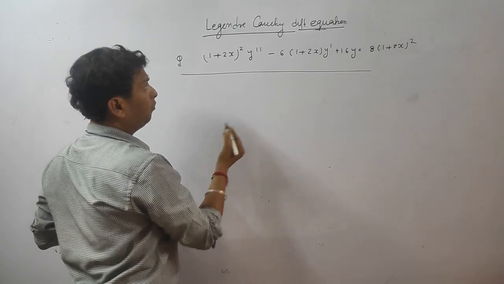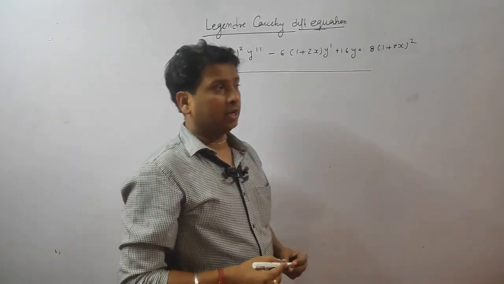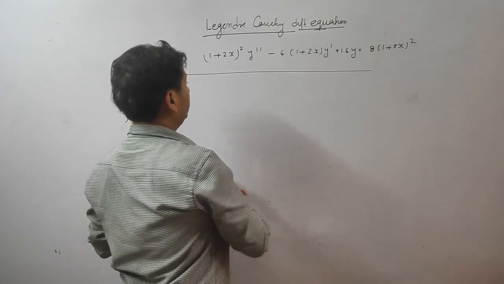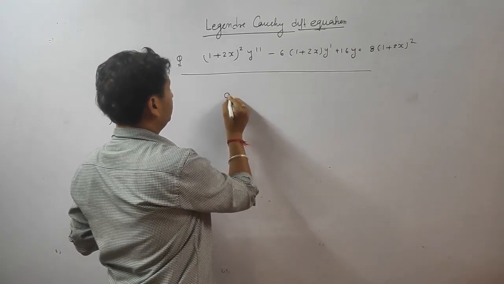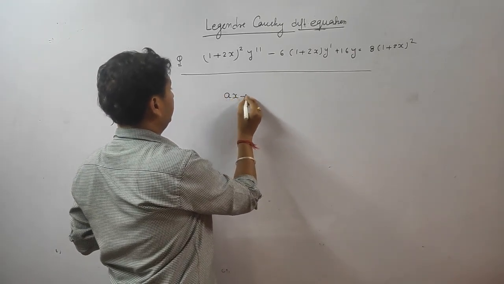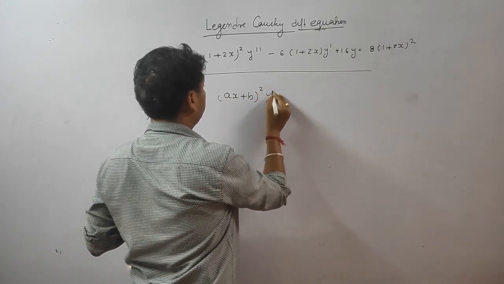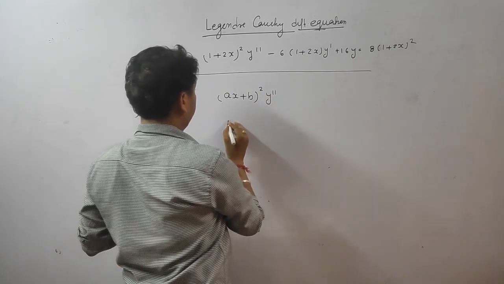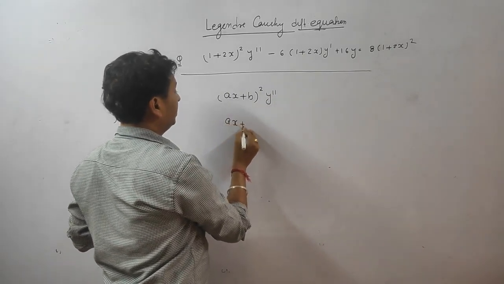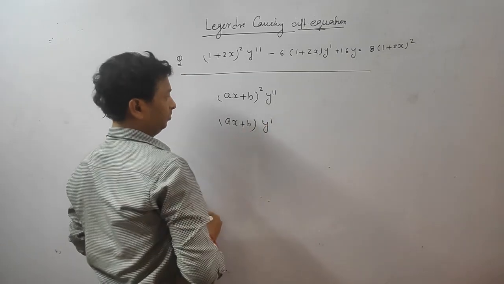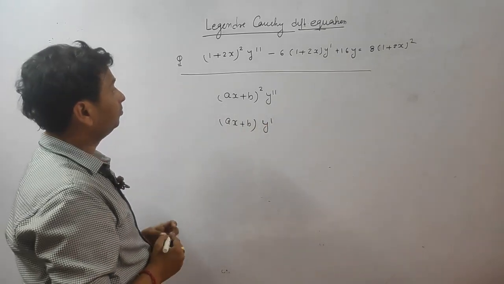So actually, how do we know this is Legendre Cauchy? This is similar to the Euler Cauchy type. The only difference is here, (ax plus b) squared is multiplied with y double dash, and (ax plus b) is always multiplied with y dash. Correct?